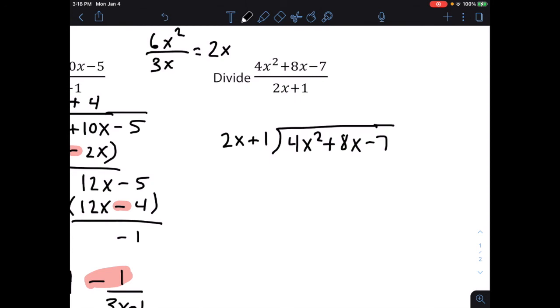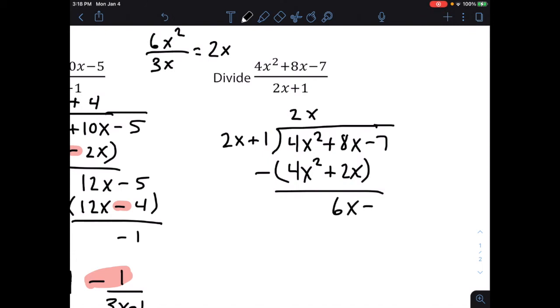Now, if I want to turn 2x into 4x squared, I have to multiply just by 2x, which is kind of cool. I'm going to multiply the 2x plus 1 by 2x, so I have 4x squared plus 2x. Remember, we are subtracting. So I'm eliminating that first term, which is good. Now I'm subtracting a positive number, so that means I'm actually subtracting. So 8x minus 2x is 6x. I'm going to bring down the minus 7.